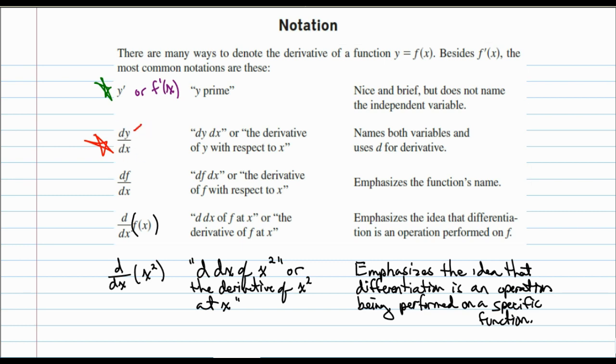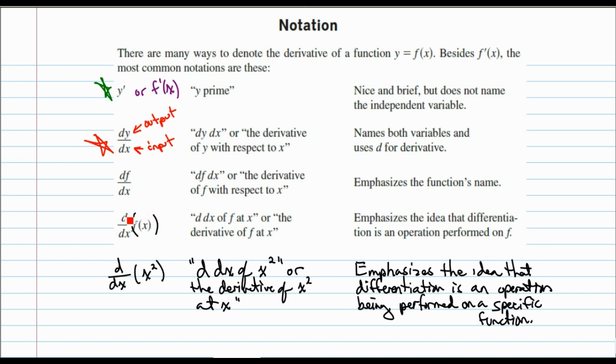dy dx is awesome because in the numerator it tells you what the output variable is, and in the denominator it tells you what the input variable is, which will definitely come in handy down the road of this course. df dx means the derivative of your function with respect to x. So again, x is your input variable, f is the name of your function.